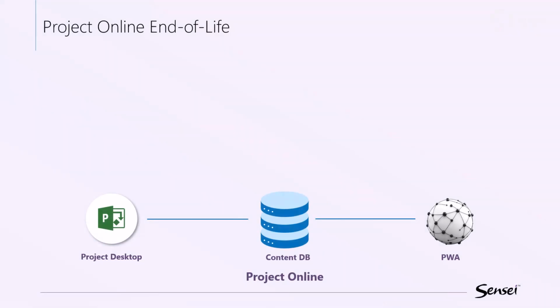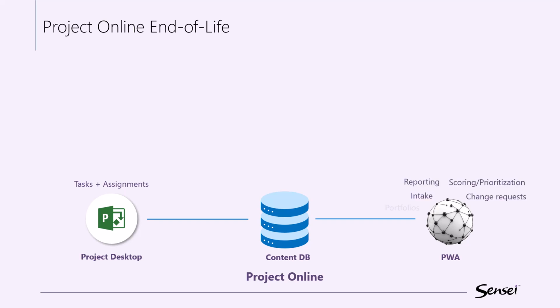Now, Project Online is made up of three components. There's the Project Desktop, the SharePoint Content Database, and Project Web App, or PWA for short. Now, the desktop is primarily used to manage the schedule or the detailed tasks and assignments. So that's your work breakdown structure, start and finish dates, dependencies, deadlines, baseline, and so on.